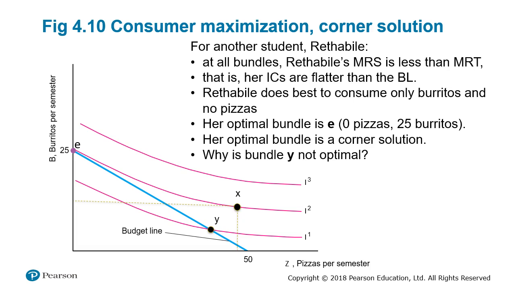You should be able to spot why bundle Y is not optimal. It gives her some of both goods, but it's definitely on a lower indifference curve, so it's associated with lower utility for Retabile. The best you can do in this case is her corner solution, bundle E, reaching the highest possible indifference curve.